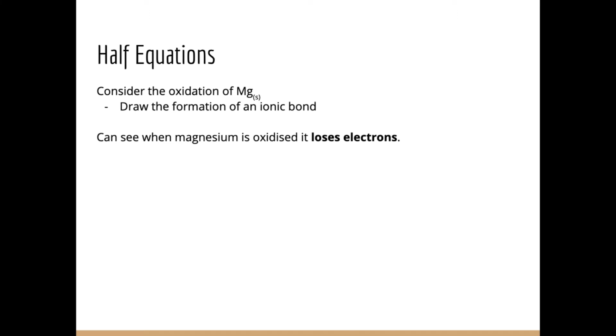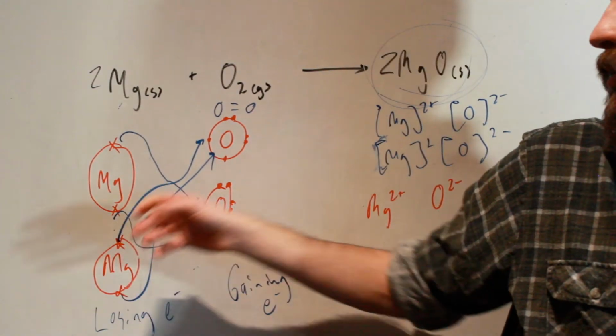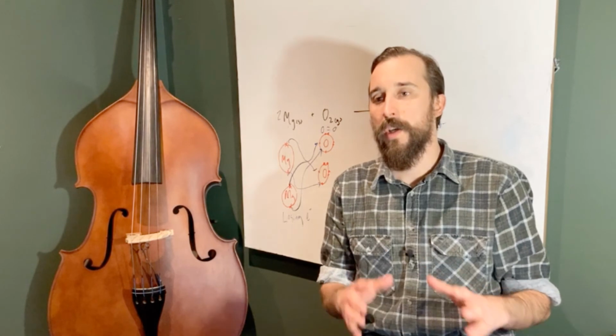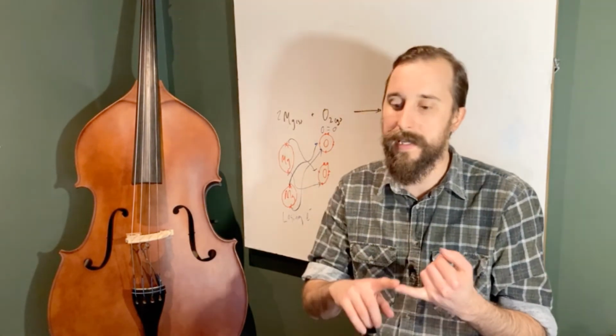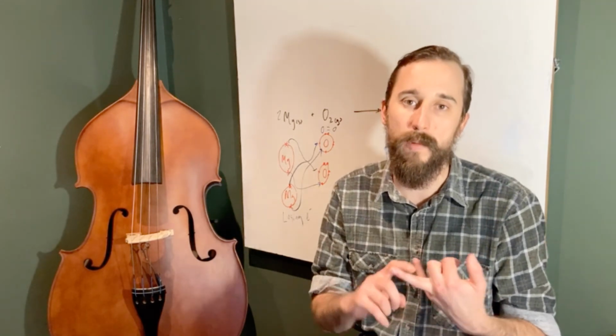Again, that's what this study of electricity and chemistry really is, just how the electrons are being transferred. You can see when magnesium is oxidized, it loses electrons. So over here, our magnesium is losing the electrons. And conversely, we can see that the oxygen gains these electrons and is consequently reduced. So in order for a redox reaction to occur, one species needs to be oxidized and another species needs to be reduced.